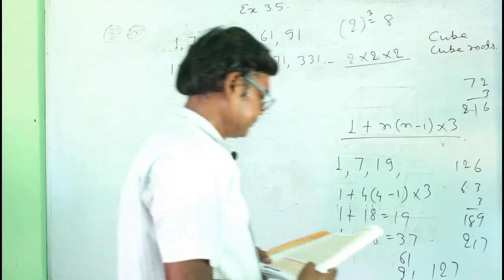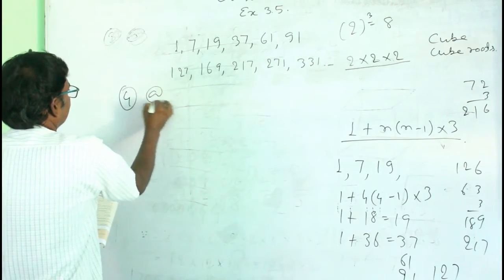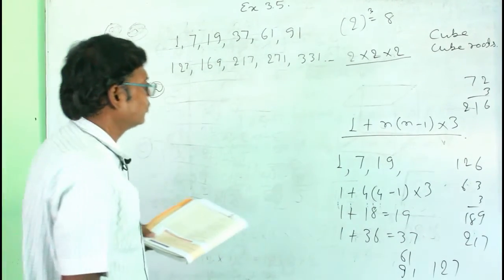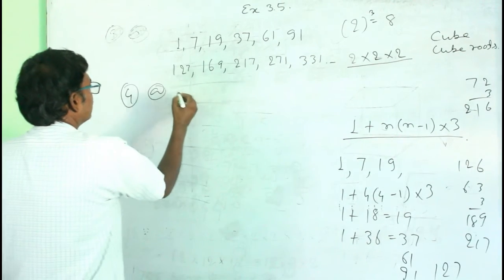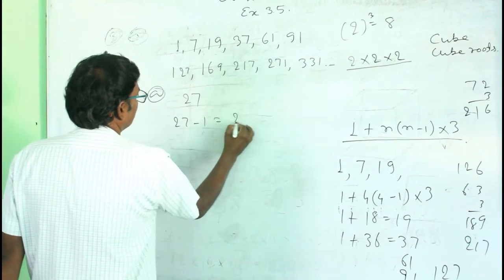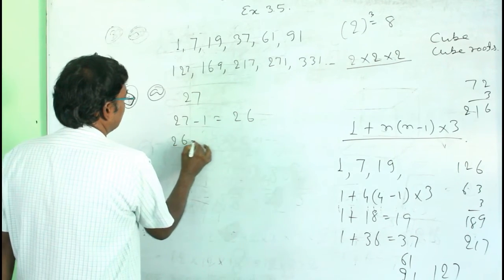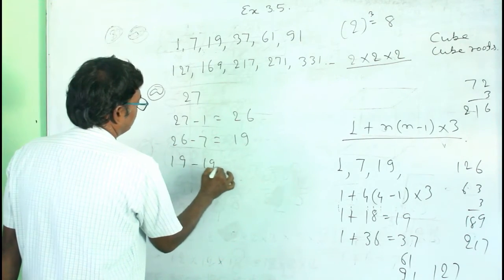So now this question here, question number 4a, we have to find the cube root of 27 by using successive subtraction. So you have the number 27, then subtract: 27 minus 1 equal to 26, then 26 minus 7 equal to 19, and 19 minus 19 equal to 0.